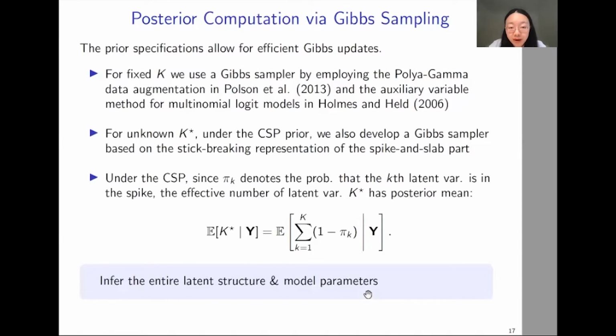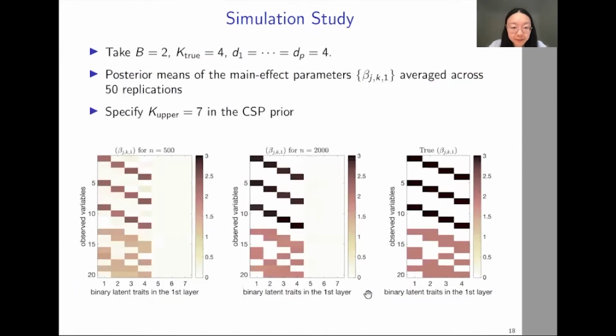Under the CSP prior, since the pi K has the interpretation of the probability that the K-th latent variable is redundant, we actually have an analytic form for the posterior mean of K star. This posterior mean depends on the pi K. So thus far, we have described an entire procedure for inferring the latent structure and model parameters fully exploratorily from the observed data. Here are some simulation results.